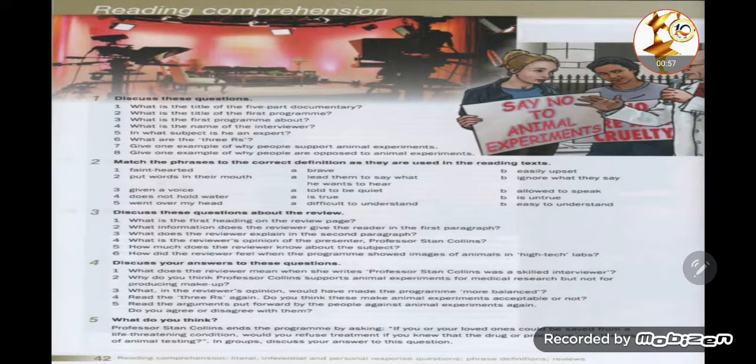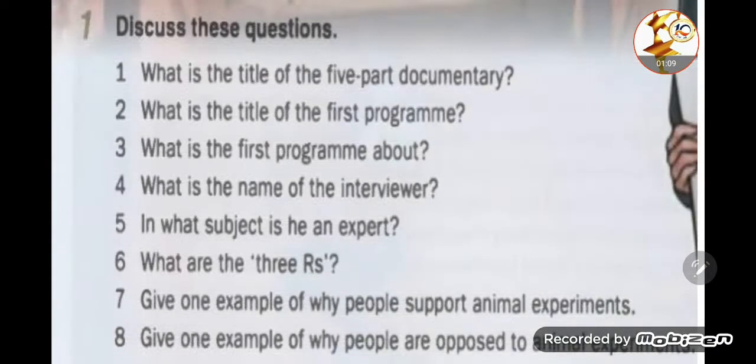Hold your pen and write the answers down either in your pupils book beside the question or in your notebook. Okay, so let's start with question number 1. As you can see, question number 1 has 8 branches.